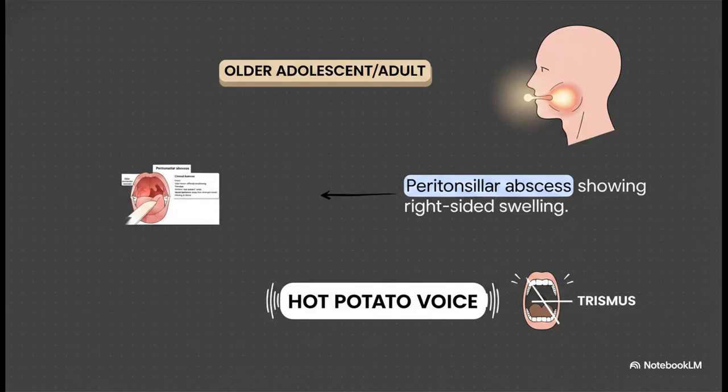Conversely, on physical exam, a peritonsillar abscess typically presents in an older adolescent or adult. They'll have that classic, muffled, hot potato voice, but the dead giveaway when they finally manage to open their mouth despite the trismus is severe unilateral tonsillar swelling that's visibly pushing the uvula away from the affected side.